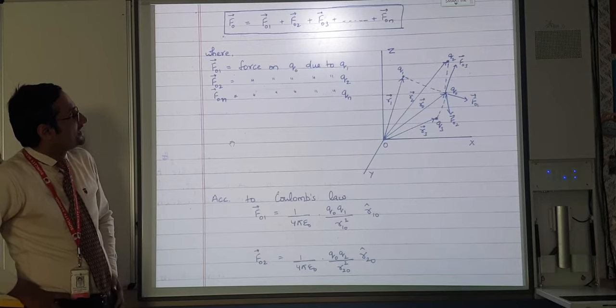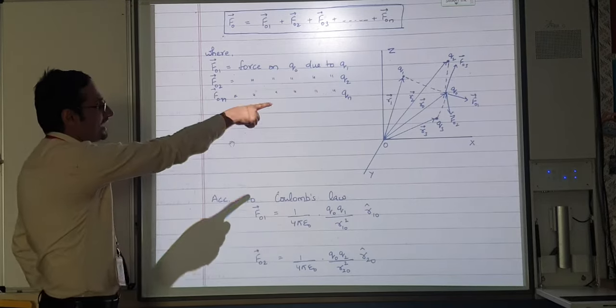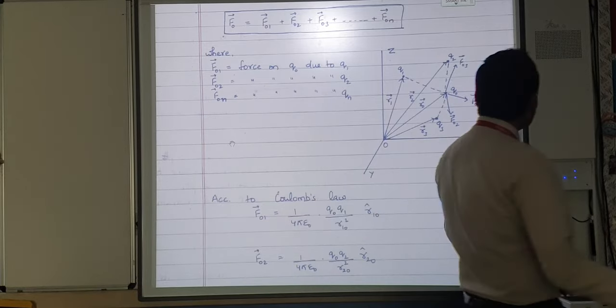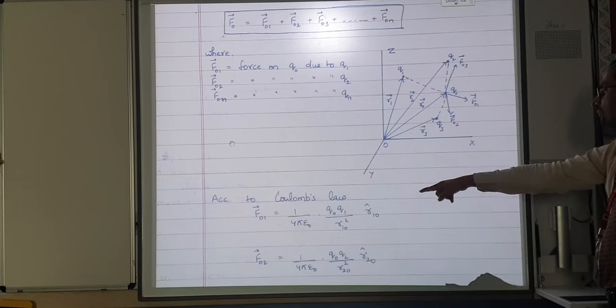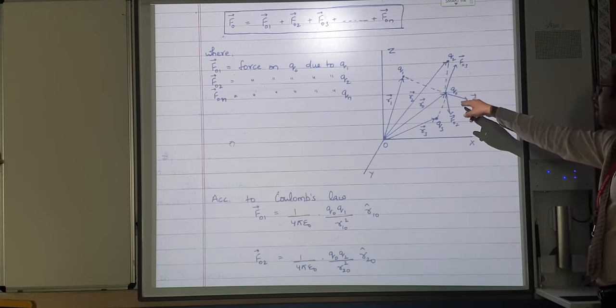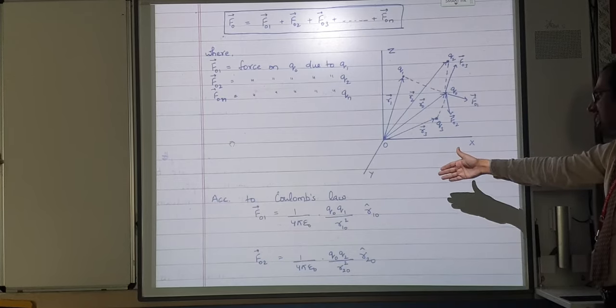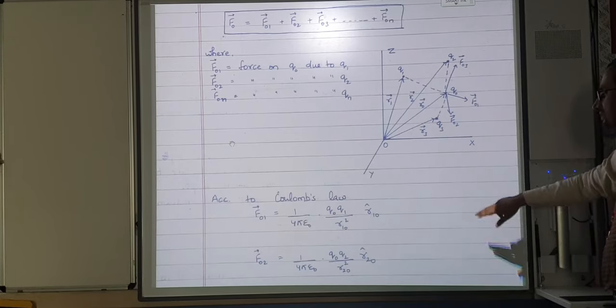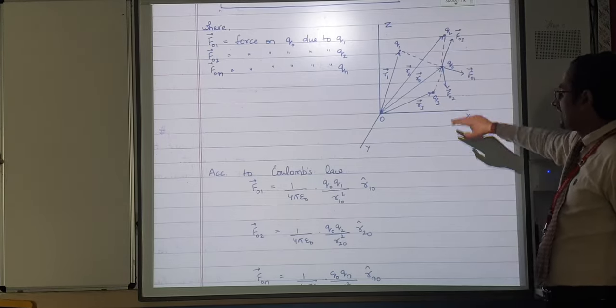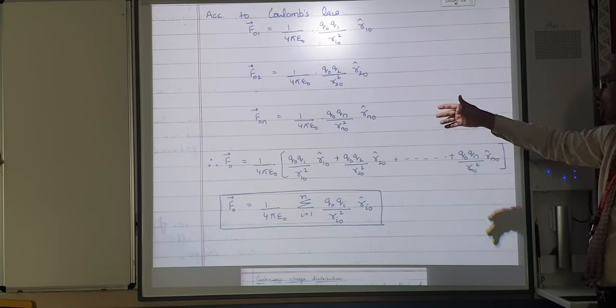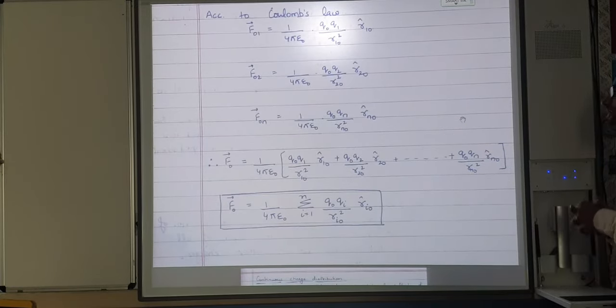So Q0 experiences force because of Q1. See the diagram here. So this is the force, F01. What is the force? 1 by 4 pi epsilon naught Q0 Q1 by R10 square, as the distance square, and the direction also with the unit vector. Now, the second one is also applying force in this direction. So, what should I do? I add all of them. So F0 is equal to 1 by 4 pi epsilon naught Q0 Q1 by R10 square R10 unit cap, and so on.